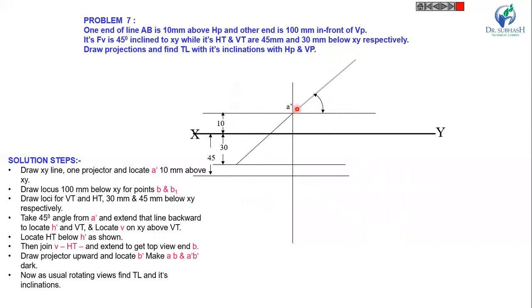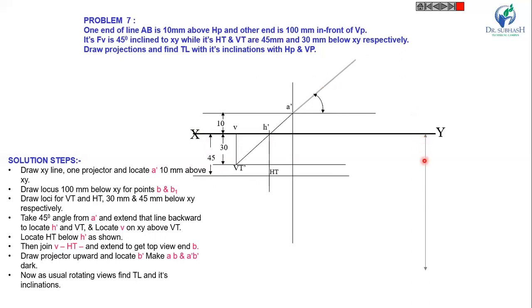Now extend this A dash up to here. The intersection with XY is H dash, and the intersection here is the VT, because VT is 30 mm below XY. So you will get the VT here. Now draw the projector from VT. This point is V. Now from H dash, draw a projector. It will intersect the locus at 45 mm. This is our HT.